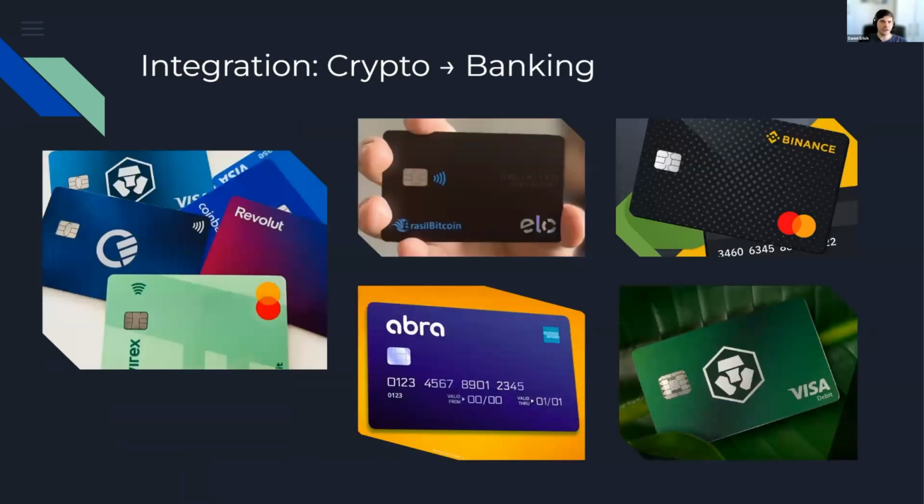All right, now into integration. There are 2 different types, and these are some very interesting new developments. First, we have crypto into banking. There are many different card processors that all have the crypto debit cards now. We've got MasterCard, Visa, Amex, Elo, lots of other ones around the world. And basically, this is a prepaid card, like a debit card.